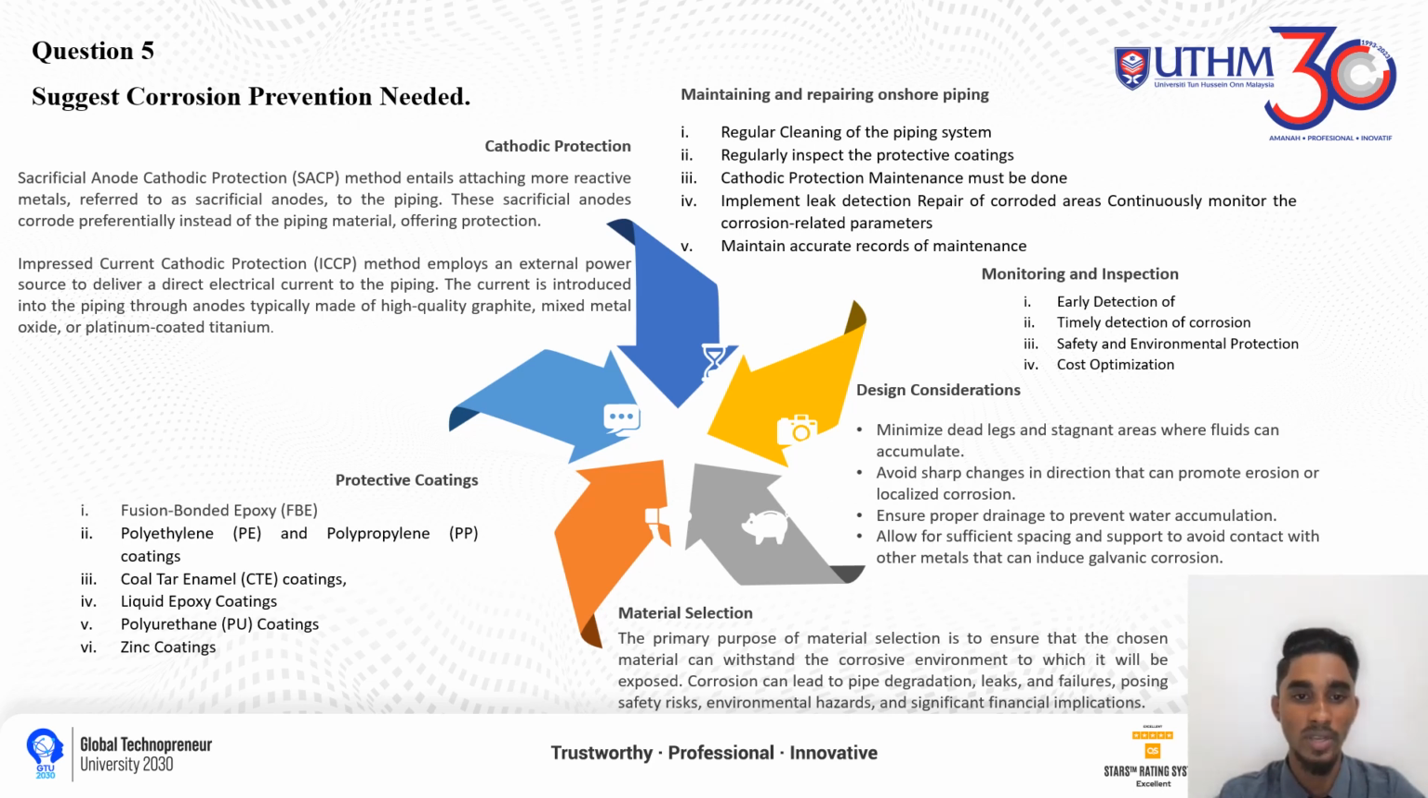Furthermore, longevity and reliability are important because onshore piping systems are designed to have long service lives. So choosing the right materials with good corrosion resistance can extend the life expectancy of the piping, reduce the need for premature replacements, and minimize downtime and associated costs. It also enhances the overall reliability of the piping system, ensuring uninterrupted operation.